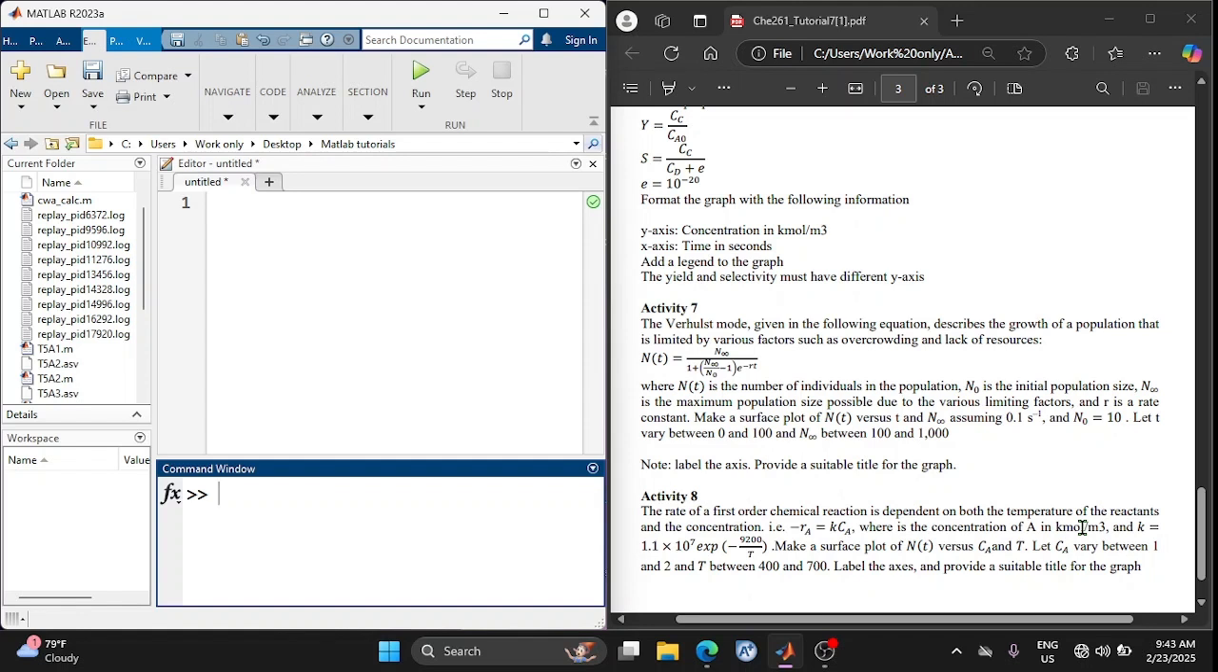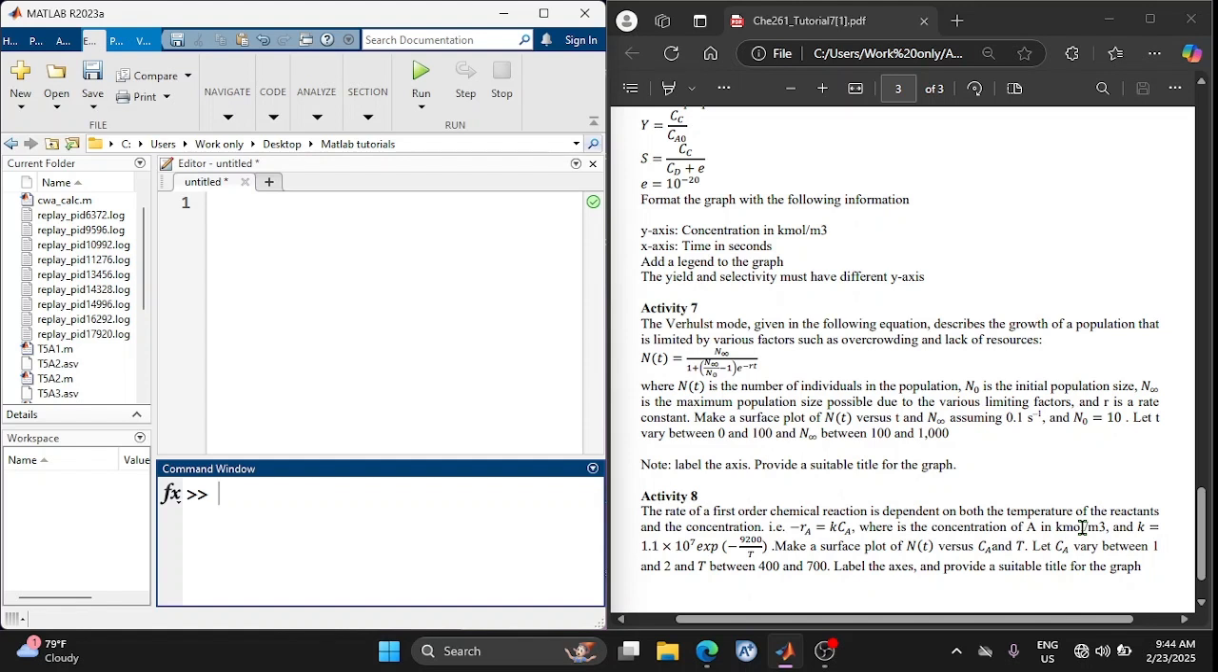Make a surface plot of N(t) versus t and N infinity, assuming r is 0.1 per second, and N naught is equal to 10. Let t vary between 0 and 100, and N infinity between 100 and 1000. Now it tells us that we should label the axis and provide a suitable title for the graph.